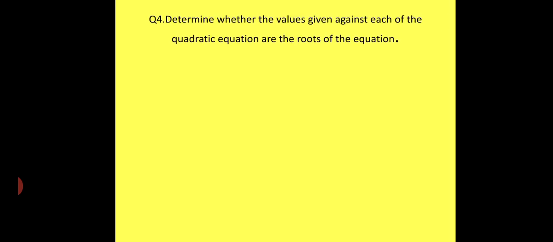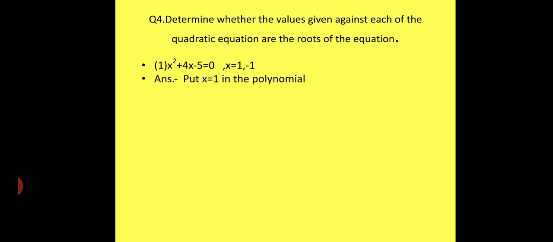Practice set 2.1, question number 4. Determine whether the values given against each of the quadratic equations are the roots of the equation. Example number 1. x square plus 4x minus 5 equal to 0. Here the values given are x equal to 1 and minus 1. That means we have to put x equal to 1, then again we have to put x equal to minus 1.